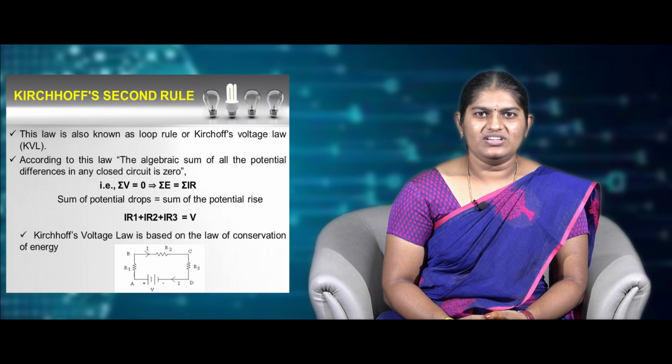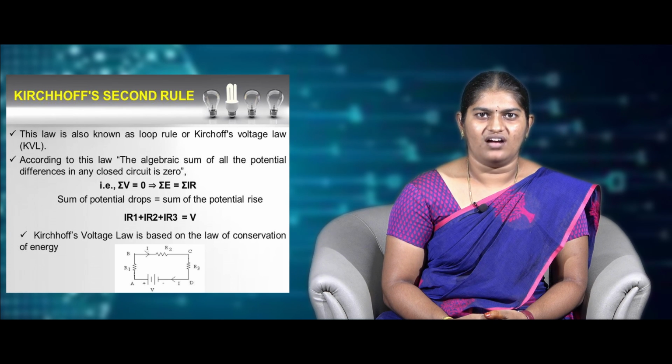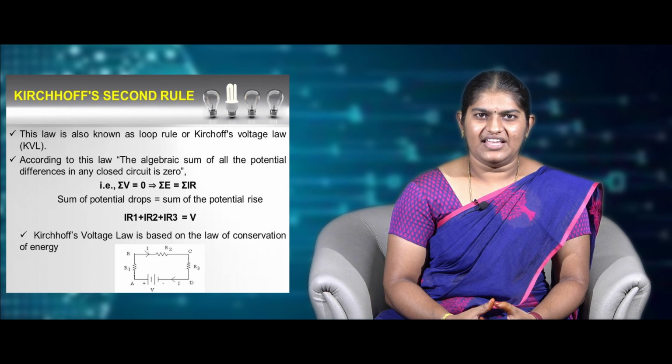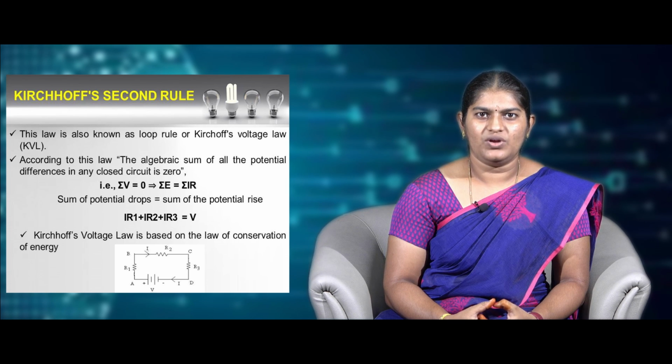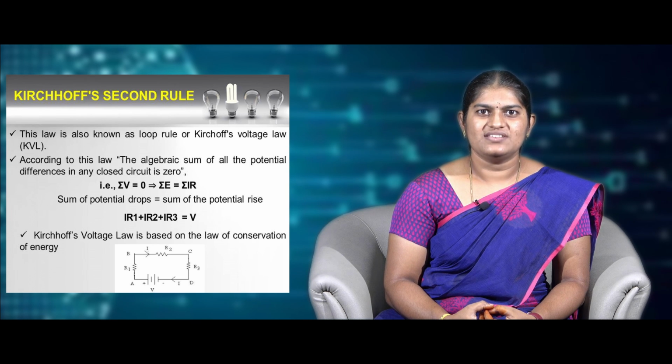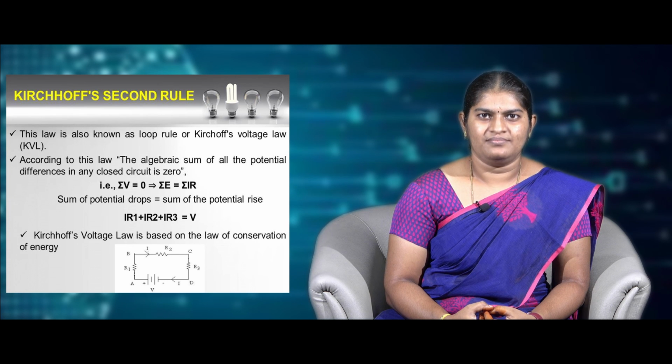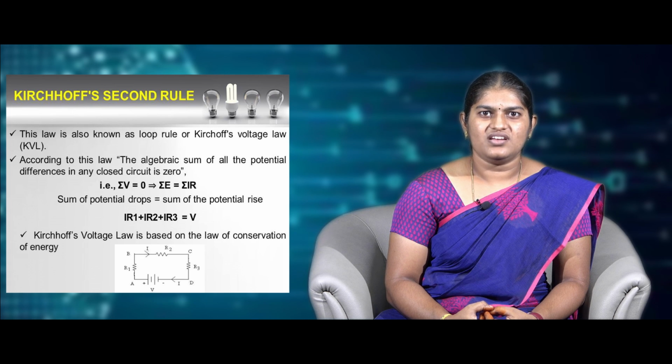Next we are going to discuss Kirchhoff's second rule. This law is also called the loop rule or Kirchhoff's voltage law. According to this law, the algebraic sum of potential differences in any closed circuit is equal to 0. Let us consider a diagram with a voltage source and 3 resistors R1, R2 and R3. The equation can be written as summation V is equal to 0, summation E is equal to summation IR. Sum of potential drops is equal to sum of potential rises. From the above equation, IR1 plus IR2 plus IR3 is equal to V. Kirchhoff's voltage law is related to the law of conservation of energy.